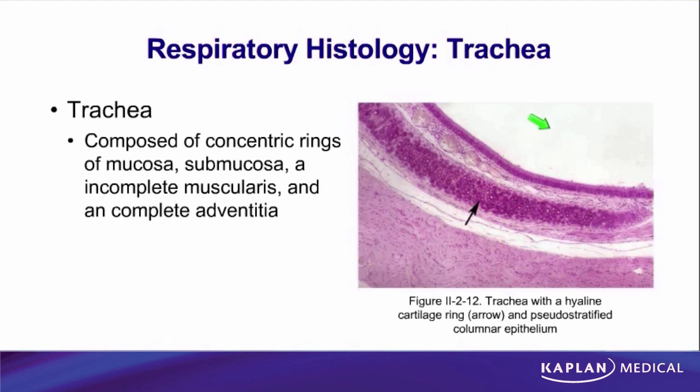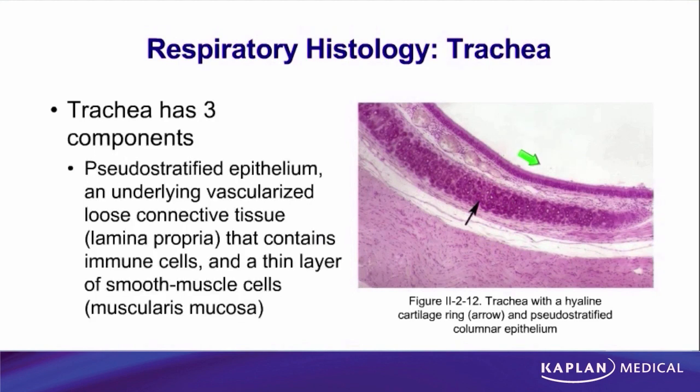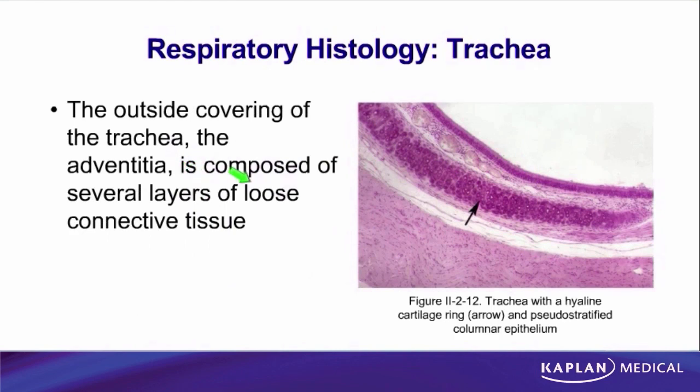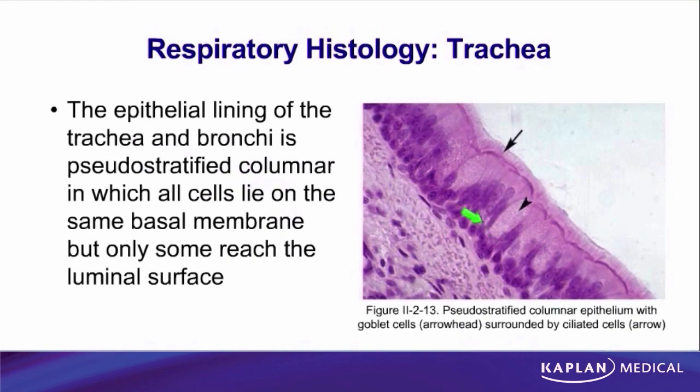So let's take a look at the epithelial lining of the mucosa. The epithelial lining is going to have a pseudostratified columnar epithelium. Right? We've already said that. It's going to have goblet cells. Submucosa will have connective tissue, and blood vessels. And then the outside covering is connective tissue of the adventitia. So let's look at that in higher power.